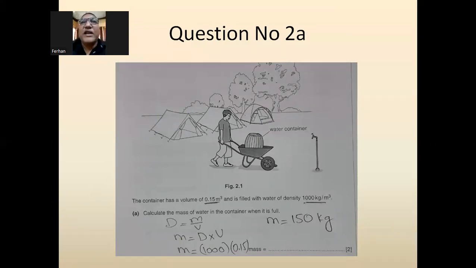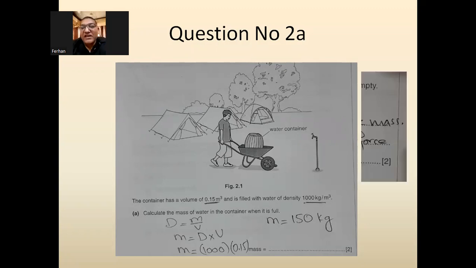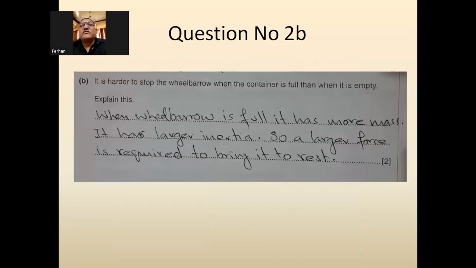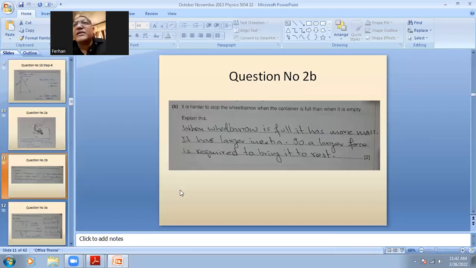Density is equal to mass divided by volume. So mass will be density multiply volume. In the description, I think I have said something wrong. So mass is equal to density multiply volume, and the density is 1000 and the volume is 0.15 meter cube. So the mass will be 150 kg. Okay. Then the next question is coming up on your screen.